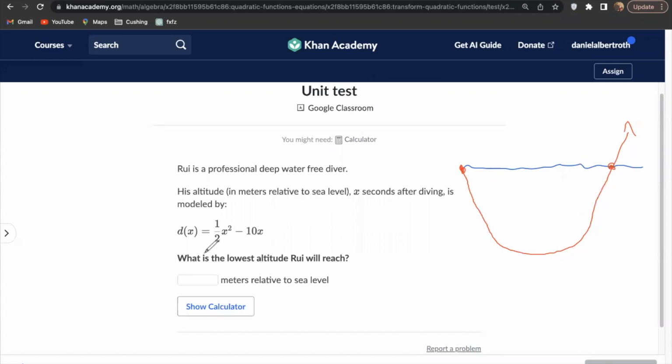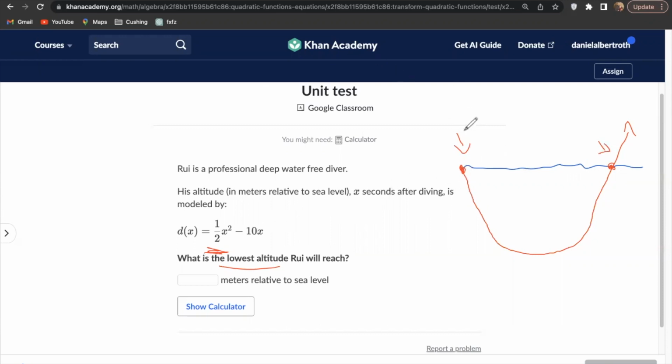And I see this is a positive 1/2. So it's going to be an upward facing U shape. So the diver at some point will bottom out. And that's what it's asking. What's the lowest altitude Rui will reach relative to sea level? Okay, so where is this going to be? So what I'm going to do is I'm going to figure out where does the diver start and where does the diver come back. And x is measured in seconds.